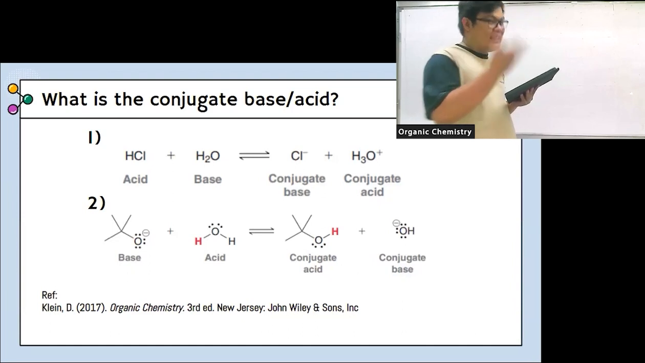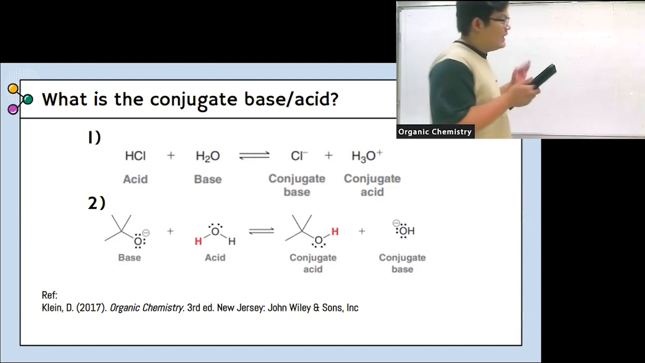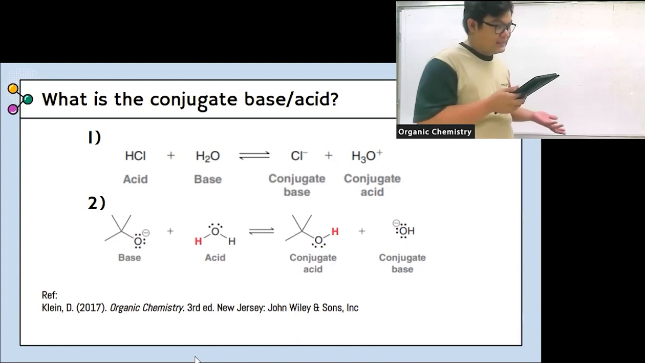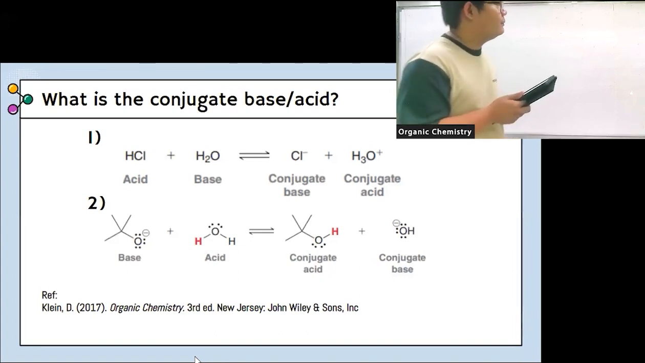Ang tatandaan niyo lang again sa mga ganitong mga questions when you encounter them, saan napupunta yung proton? Kung nanggaling una dun sa HCl, siya yung acid. Tapos saan siya nag-landing? Dun sa water natin. Ibig sabihin, yung water natin yung base. Ganun lang siya ka-basic. Kung saan lang napupunta yung proton. Okay? Next slide.